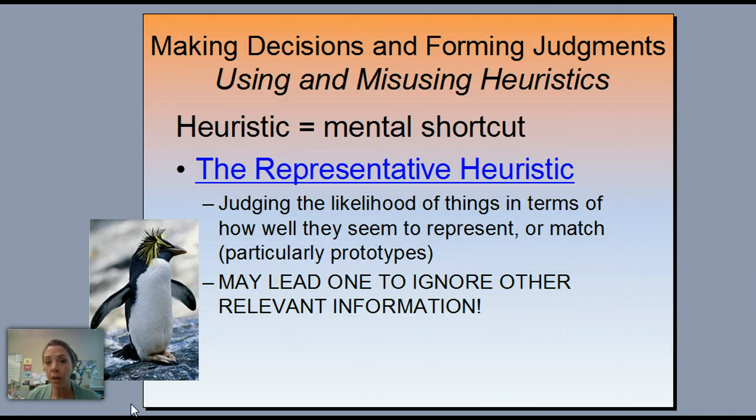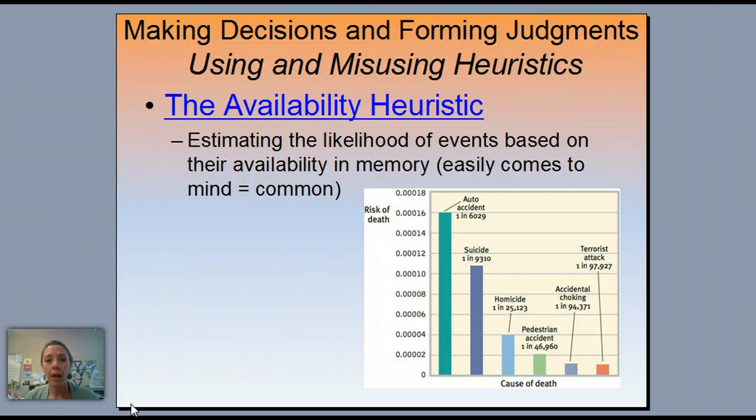The availability heuristic is estimating the likelihood of events based on their availability in your memory. So how likely is that thing going to come to your mind? It makes it seem common to you if it comes to your mind quickly. So you estimate the likelihood of an event based on how quickly it comes to mind.